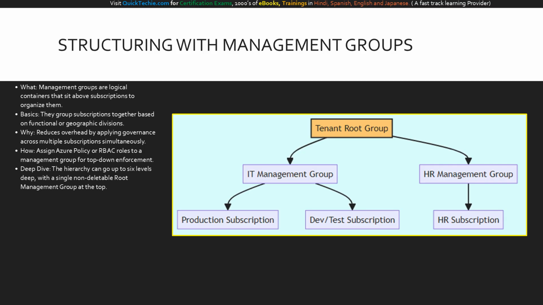This hierarchy chart shows management groups in action. At the very top, highlighted in orange, is the tenant root group, the ultimate parent of your environment. Beneath it, we've created two management groups, one for IT and one for HR. Below the IT group, we placed our production and dev/test subscriptions. Any security policy we apply to the IT management group will automatically flow down into both the prod and dev/test subscriptions through inheritance, ensuring consistent governance.